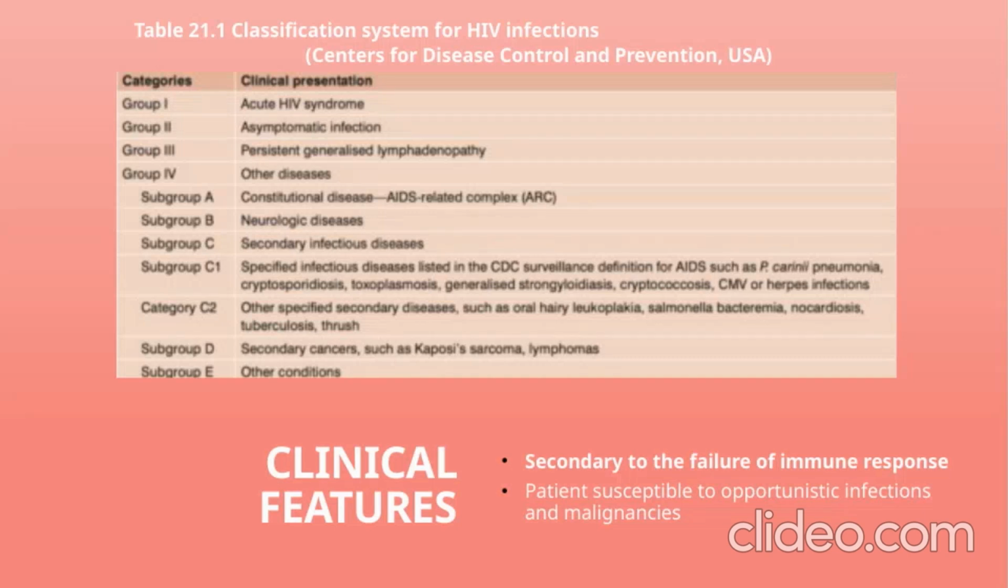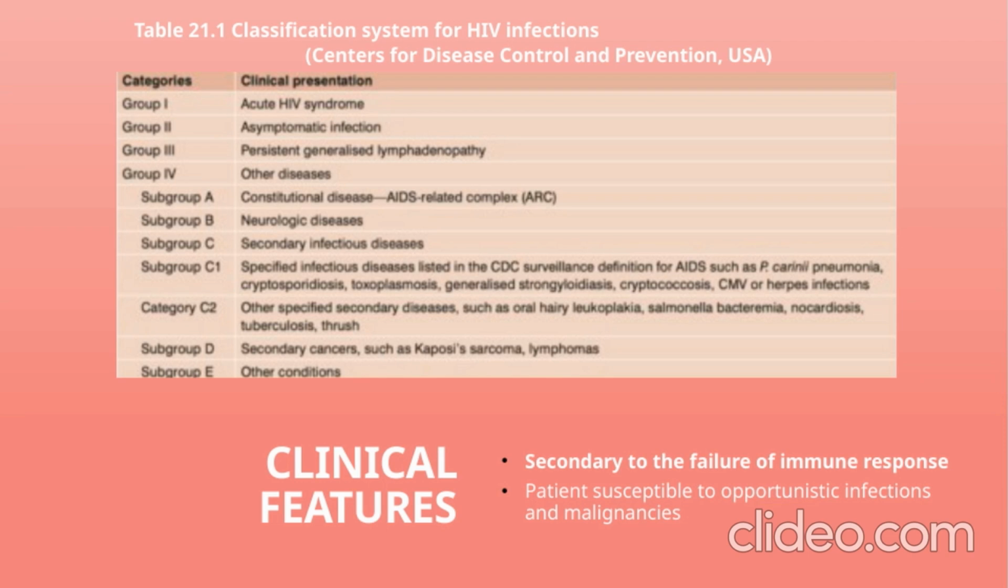Let's take a closer look at Table 21.1, which shows the classification system for HIV infections, as outlined by the Centers for Disease Control and Prevention in the USA. This table helps us understand how HIV progresses and how it affects the immune system. When the immune response begins to fail, the patient becomes more susceptible to opportunistic infections and certain malignancies. These are infections and cancers that typically wouldn't affect someone with a healthy immune system. This failure of immune response is a key clinical feature of HIV infection, especially as the disease advances.